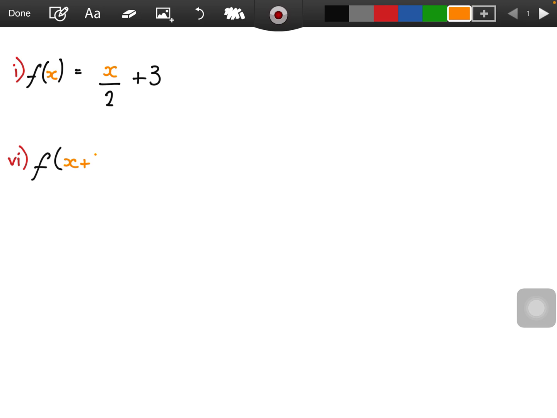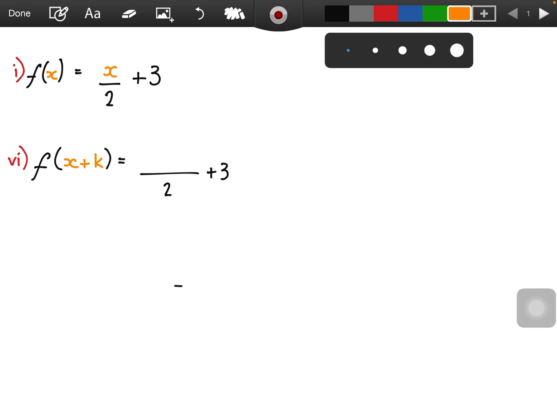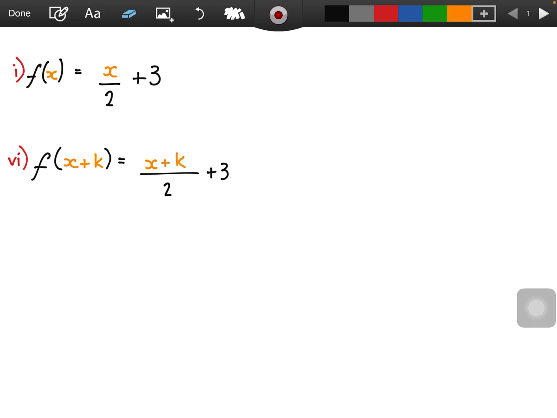Okay, so x plus k. So what is my function then? Again, my input is going to be divided by 2, and I'm going to add 3 after I divide it by 2. So I'm going to just have my input there as x plus k. Okay, that's kind of enough. If you want to start writing it all as fractions and stuff, you can, but because that's a whole number, we don't really have to do what we had done in part 4 and 5.